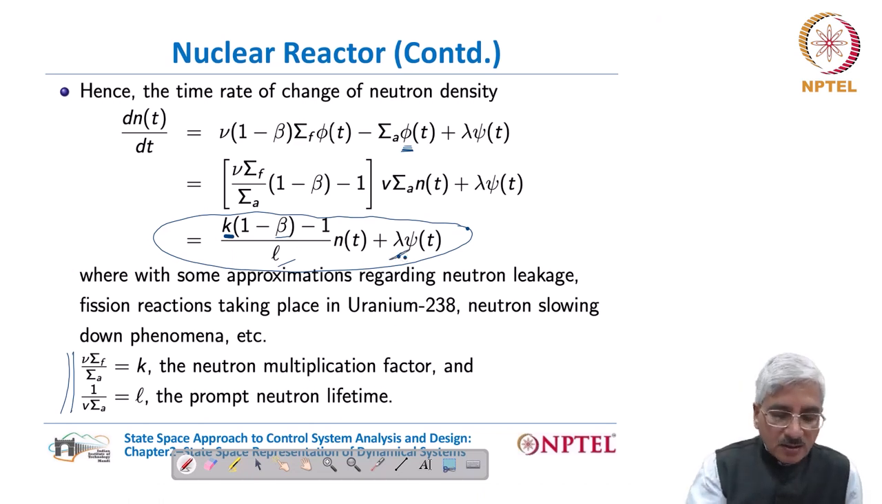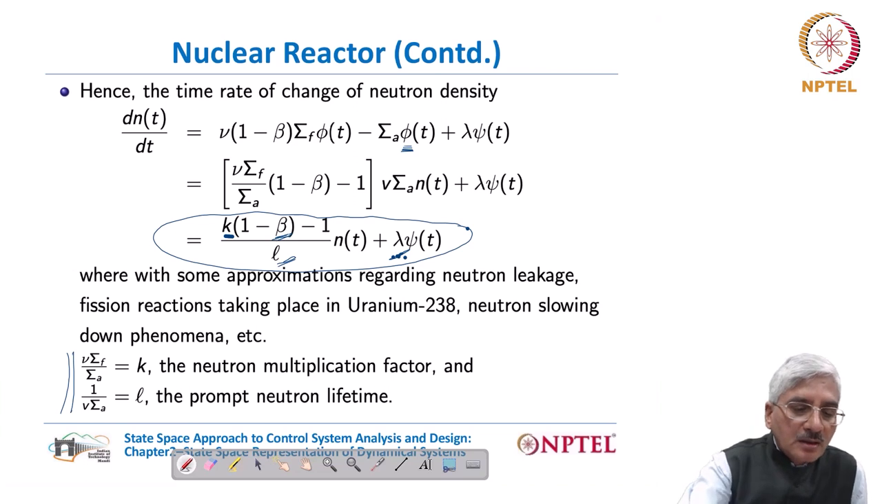K is called the multiplication factor, L is called the neutron lifetime, and lambda is the decay constant for the delayed neutron precursor. Beta is the fraction of delayed neutrons. So this is how the neutron density per unit volume in the reactor core changes with time. Next slide.